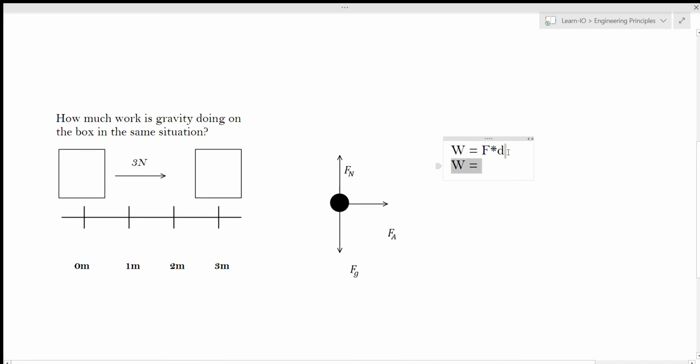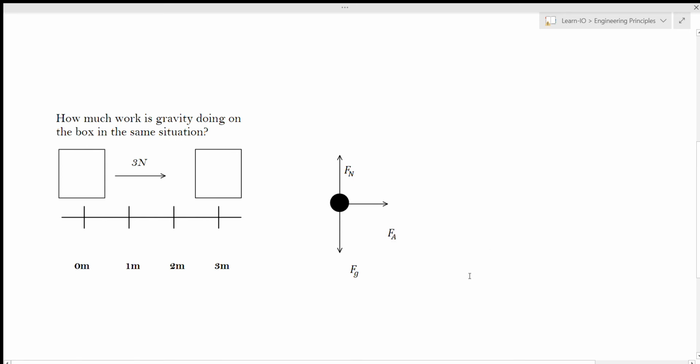So we have a force of how much? Well, you'd think it's 3 newtons, right? But if we look at our free body diagram, 3 newtons is actually our applied force, our Fa right here, whereas gravity is this Fg. So we don't actually know how much Fg is. So how do we solve this problem? Well, we solve it not by using an equation, but rather by analyzing the problem.